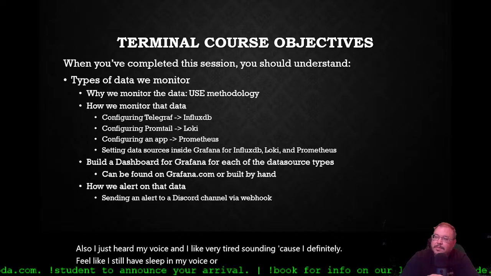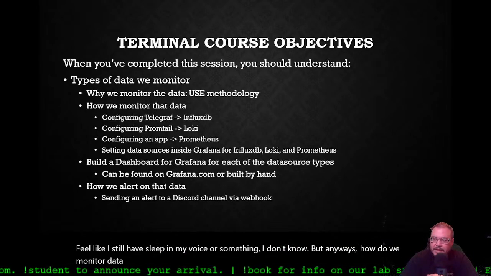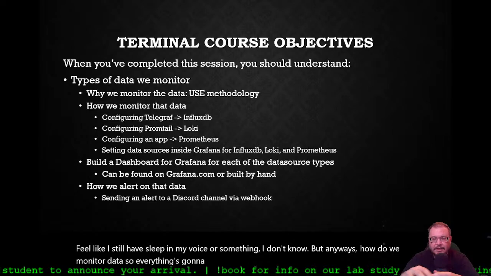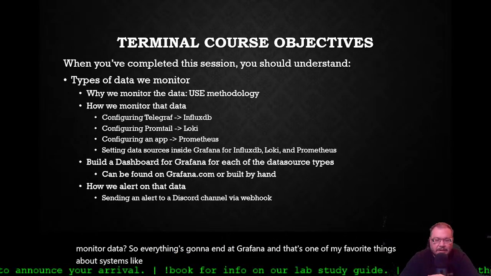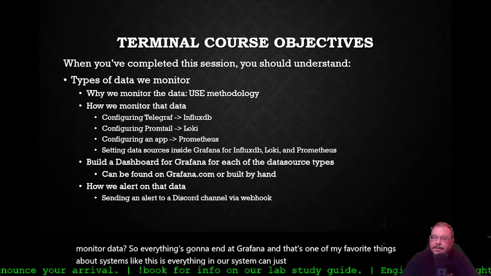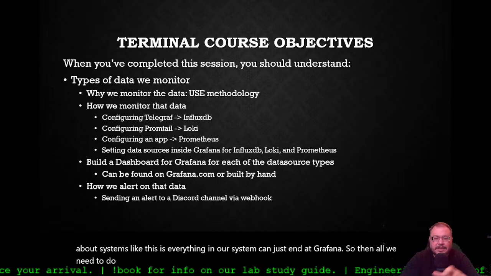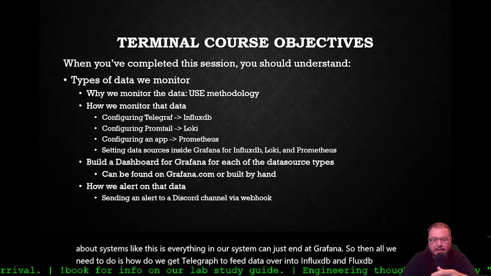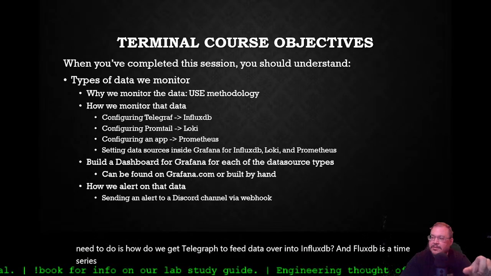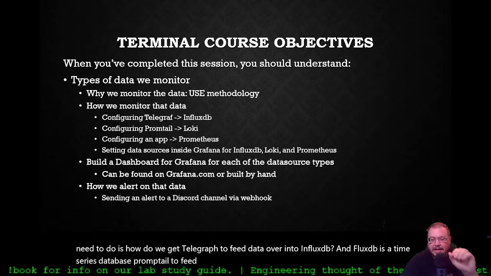I don't know. But anyways, how do we monitor data? Everything's going to end at Grafana, and that's one of my favorite things about systems like this: everything in our system can just end at Grafana. So then all we need to do is figure out how to get Telegraf to feed data into InfluxDB, which is a time series database, and Promtail to feed data into Loki by hitting an API endpoint.